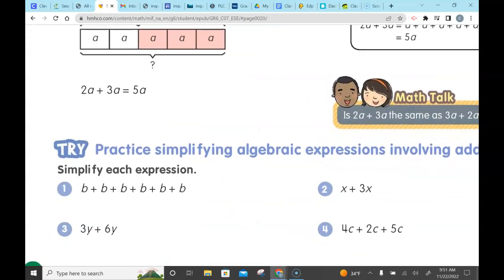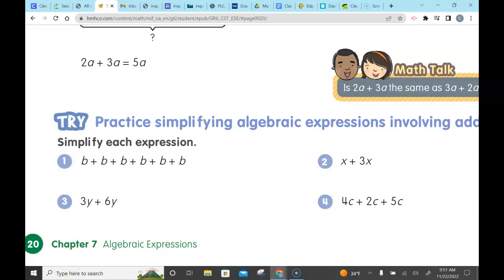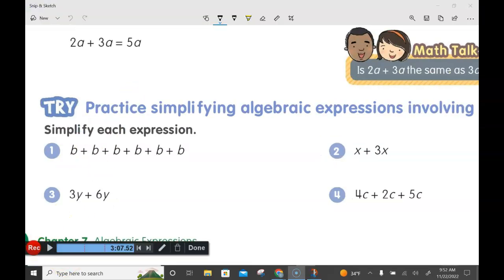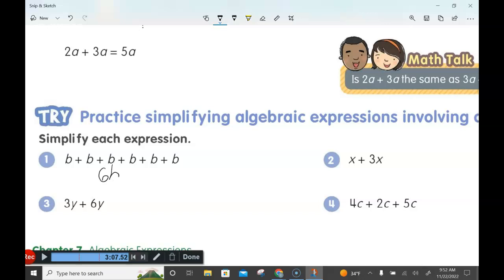So let's take a look at the bottom of page 20. We're just going to simplify each expression so we can see b. So we think about it as 1b, 2b, 3b, 4b, 5b, and this is going to be 6b. Okay? Again, whenever a variable is all by itself, it's understood that a 1 is in front of it. Next one, we have x plus 3x. We can combine these terms because x is the variable for both. If it was 3x to the power 2, they would not be like terms. Okay? However, it's just x plus 3x, and that's going to give us 4x.